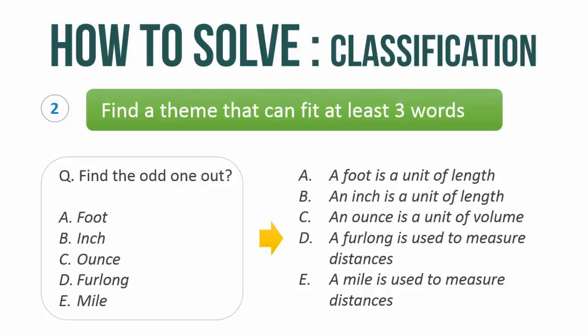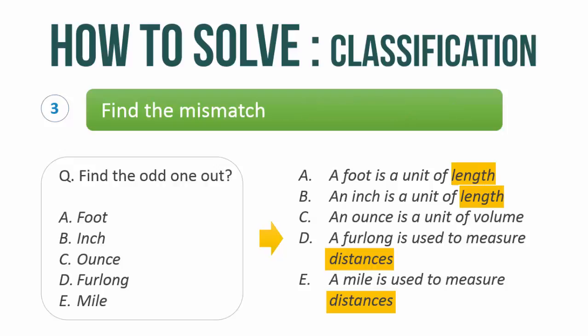Now that you've read the words, we come to the second step where you find a theme that can fit at least 3 of them. We see that a foot is a unit of length, which measures the distance between 2 points. An inch is also a unit of length, which measures the distance between 2 points. And similarly, a furlong and the mile as well. Now you found a theme that fits 4 of the given 5 words. The mismatch, therefore, in step 3 is an ounce, which is a unit of volume, whereas the other 4 words are units of distances. So this is how you solve a classification question.